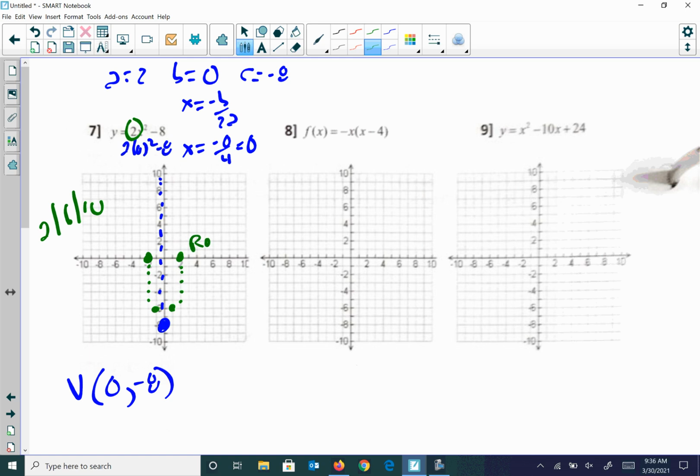I have a root there, which is 2 comma 0. I have a root here, which is negative 2 comma 0. And that's what's going to take place. Notice this is also my y-intercept. Okay, it's where it crosses the y-axis.